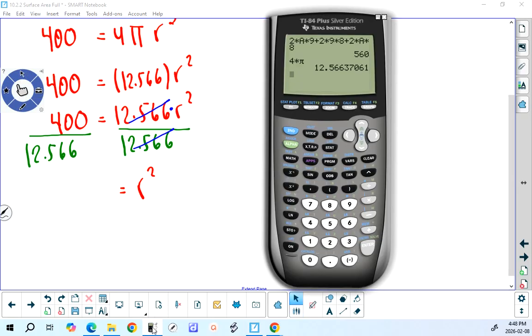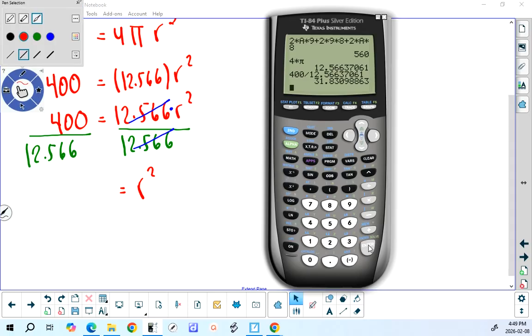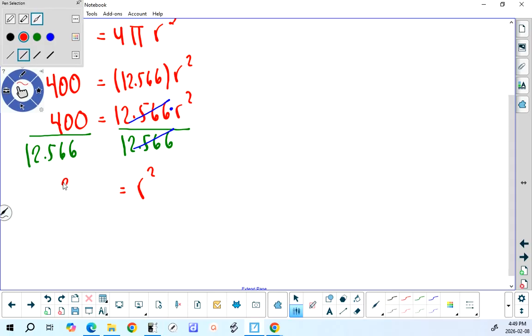And if you do not have a calculator where you can say 400 divided by the answer or 400 divided by the exact value, then you have to write down the decimals. Now I'll show you a couple of workarounds here in a second, but I'm just going to go divided by, scroll up and grab that, and this is what it's equal to, 31.83. Now that is not R, that is R squared.